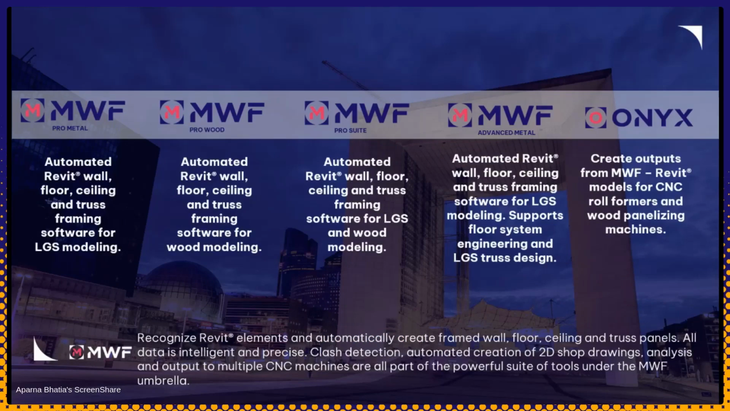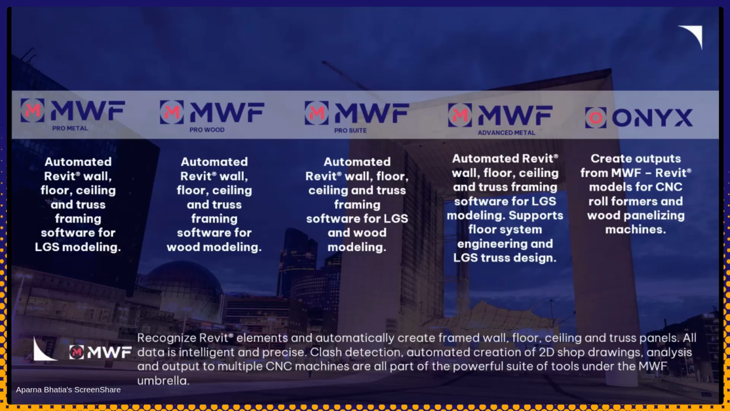All right, so MWF offers a few tools, as we mentioned. The main few are MWF Pro Metal, MWF Pro Wood, Pro Suite, Advanced Metal, and Onyx. Pro Metal allows you to do all Revit wall, floor, ceiling, truss, framing, all in LGS or light-gauge steel. MWF Pro Wood allows you to do the exact same for wood modeling or wood framing. And then Pro Suite allows you to do a mix of both. So if you're a contractor and you have subs under you that work with steel and wood, you can use Pro Suite. That will allow you to tackle both types of projects.